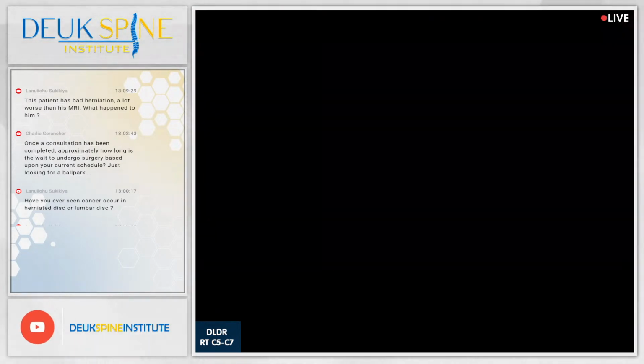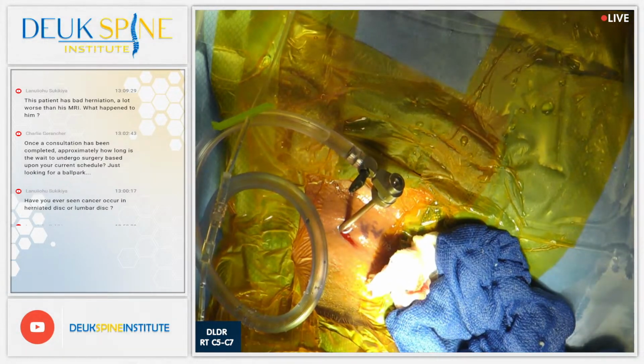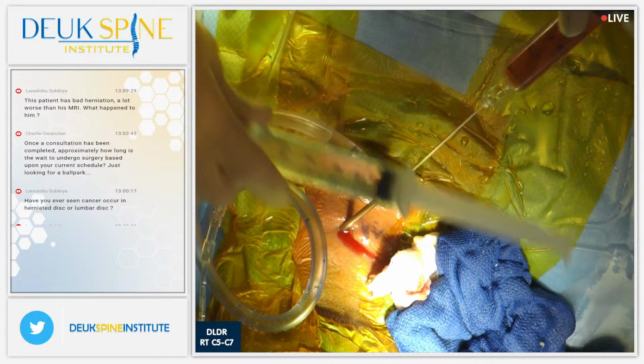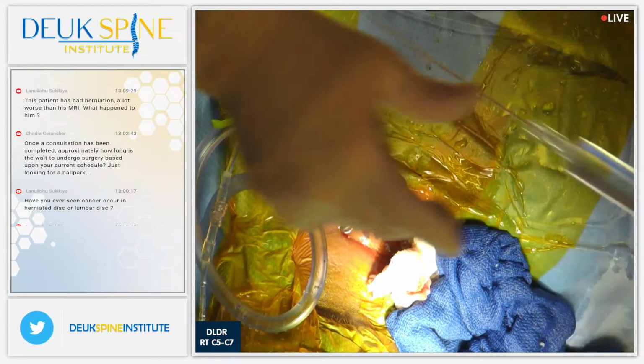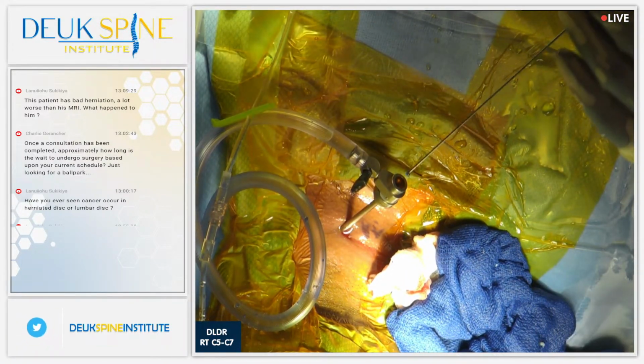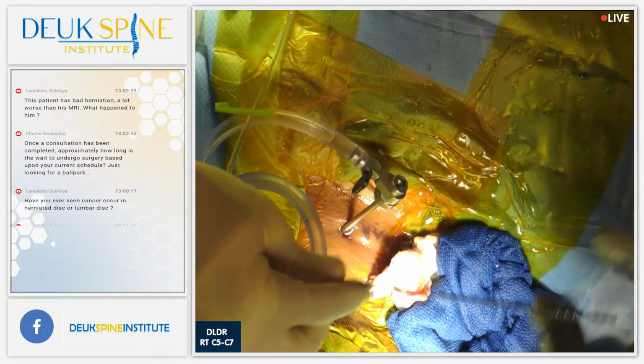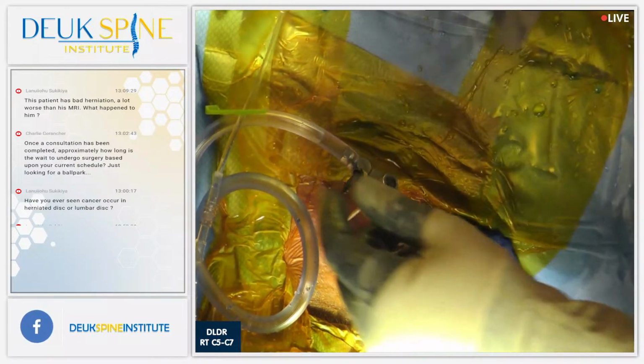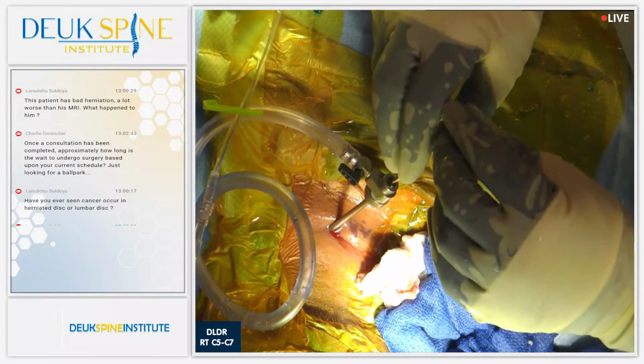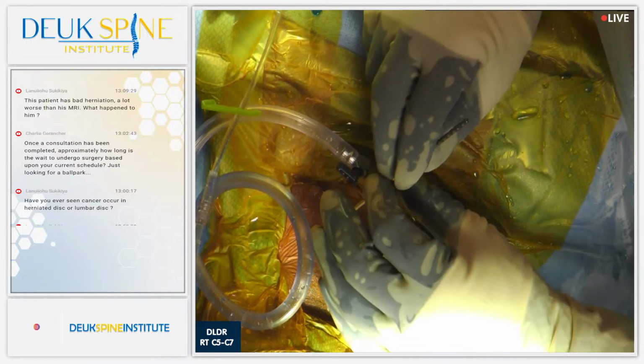All right. Irrigation. One down, one to go. We've already performed his Deuk plasma rhizotomy for his facet pain. I think between the facets and the disc, that's going to really help him a lot, having both of those fixed.